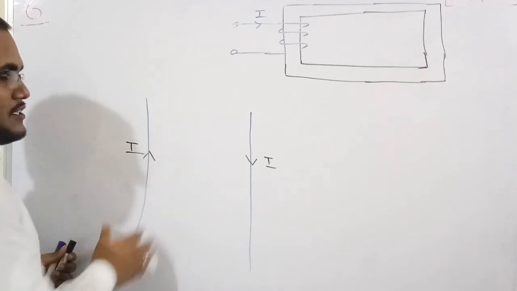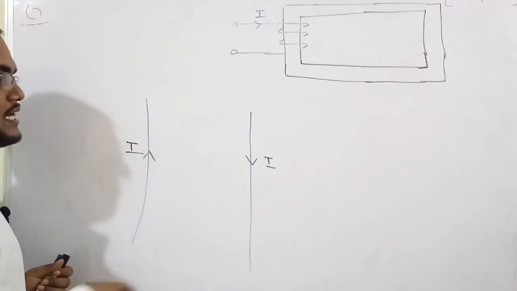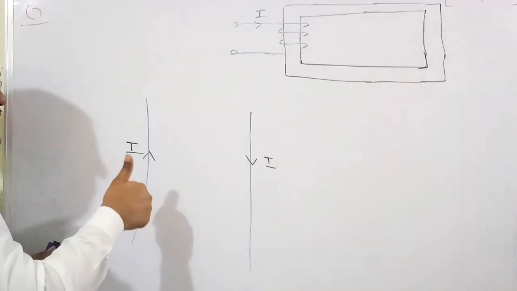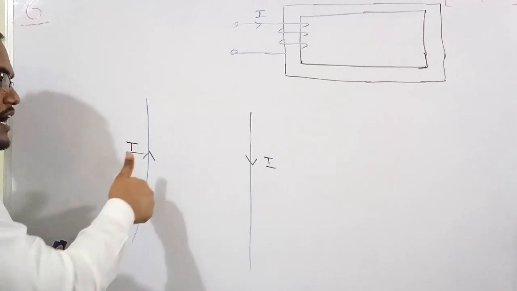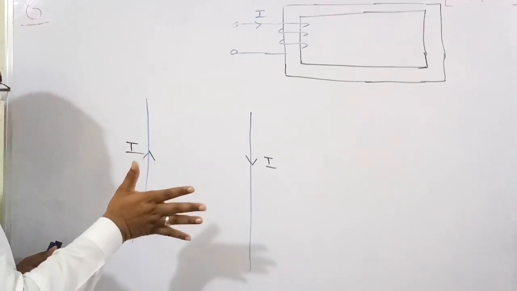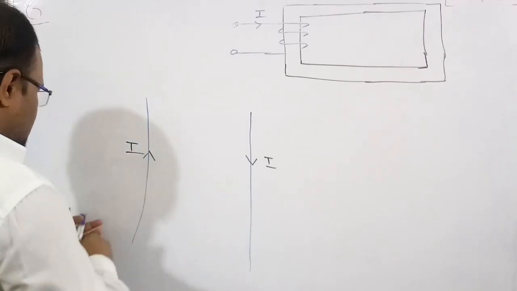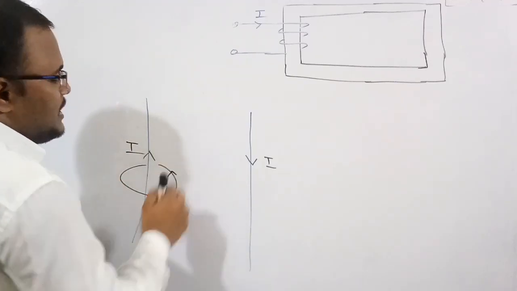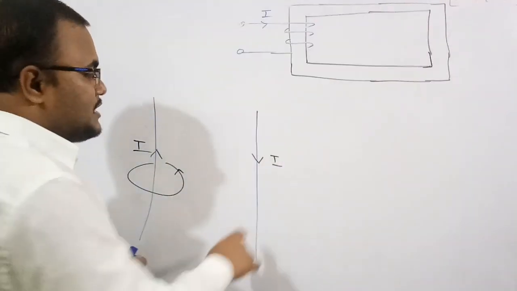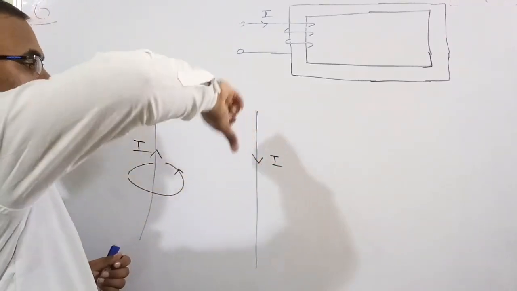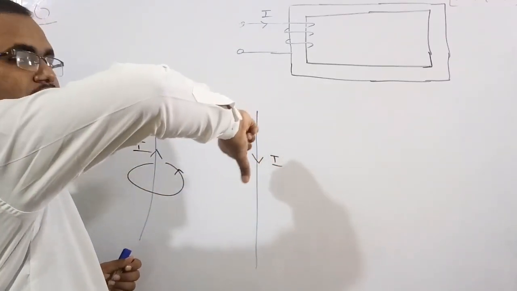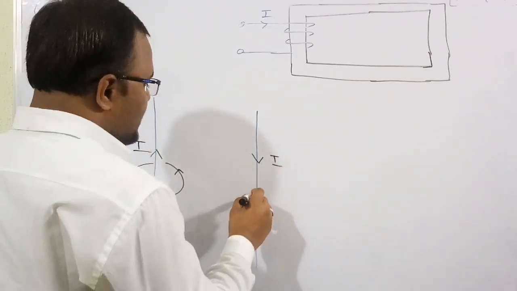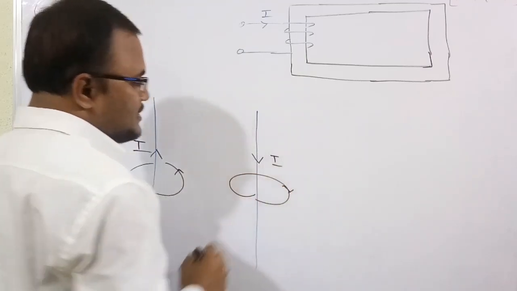If you want to figure out the direction of the magnetic field across this wire, we can use the right hand thumb rule. Please keep the thumb in the direction of the current and curl the fingers. If you curl the fingers, we can easily see the direction of the magnetic field across this wire is in this direction. Similarly, for the other wire, keep the thumb in the downward direction because the current is going from up to bottom, and curl the fingers.